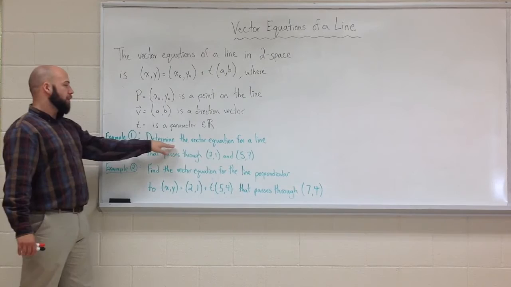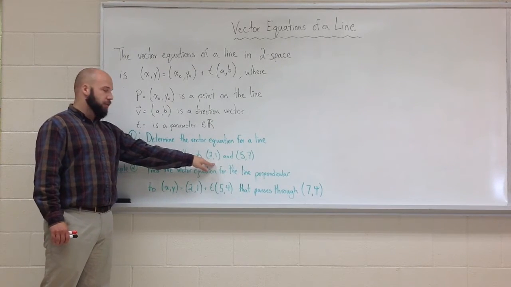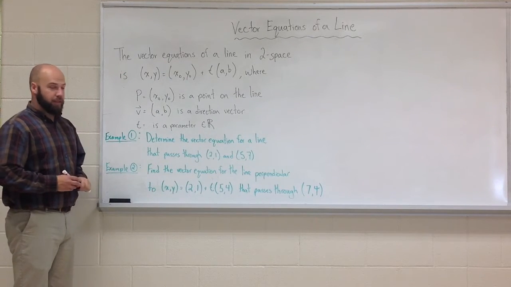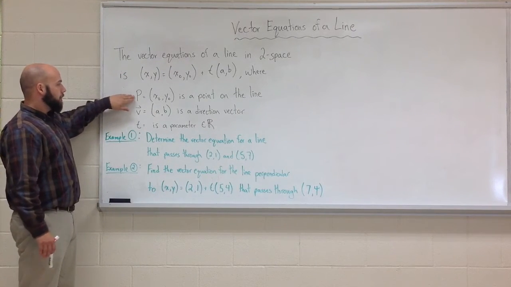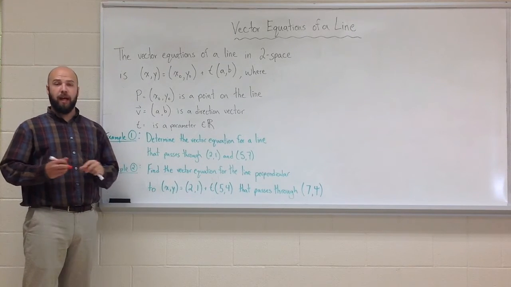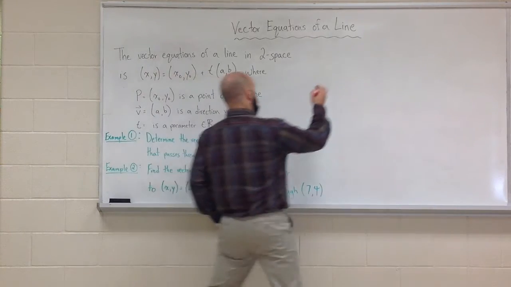Example 1. Determine the vector equation for a line that passes through the points (2, 1) and (5, 7). Okay, so they give us 2 points. We need to have the point and a direction vector. Through these 2 points, we can calculate a direction vector. We learned that in the previous lessons.